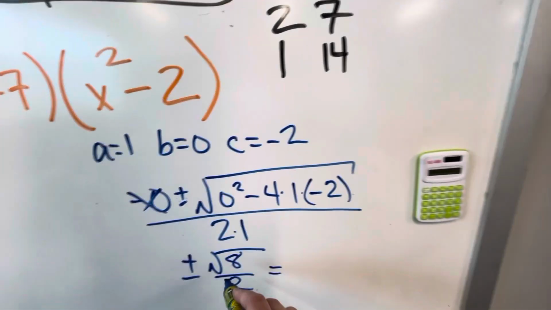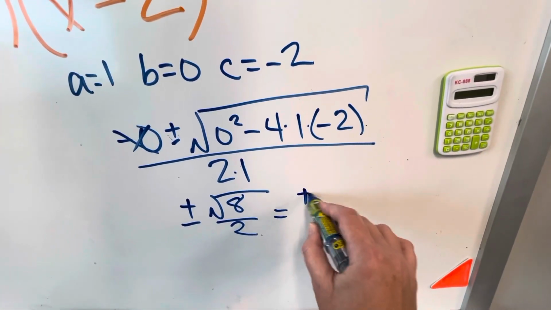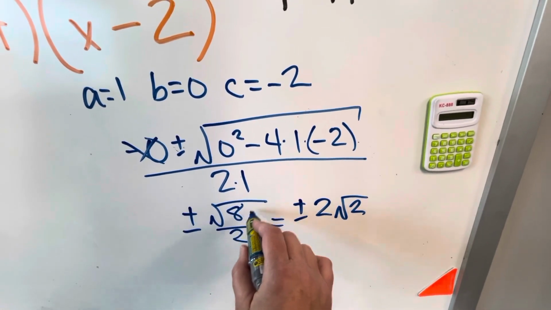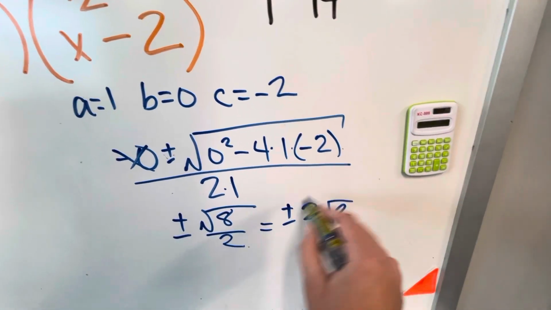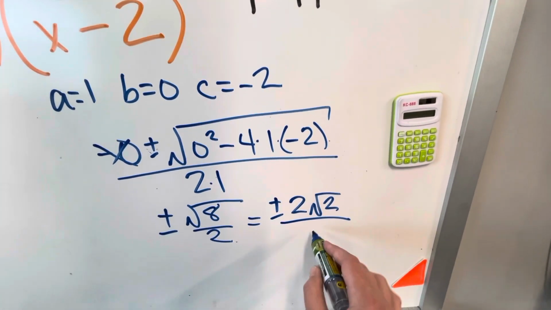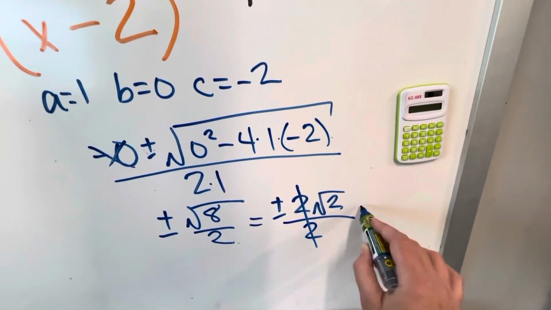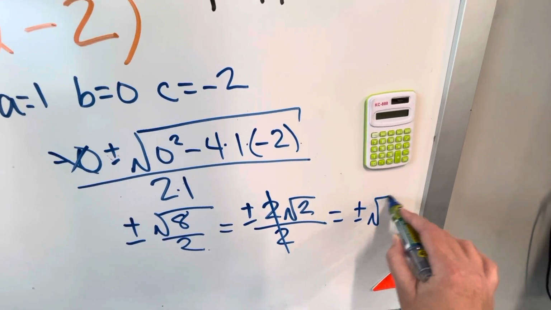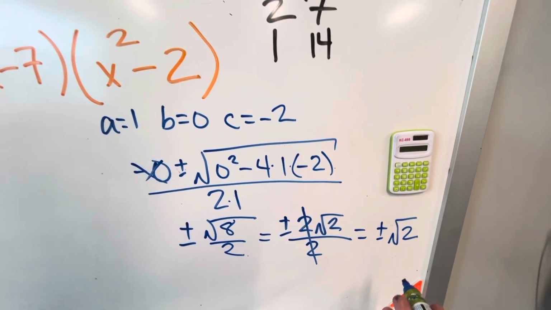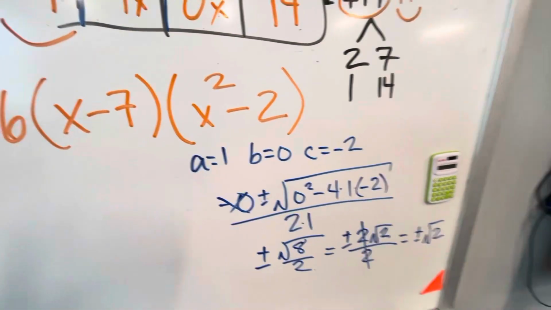If I simplify this radical, it's plus or minus 2 square root of 2, because 8 is 2 times 2 times 2, and so 2 of those 2's get to come out, or 4 times 2, and the square root of 4 is 2. Over 2, and that makes a 1, so I get plus or minus the square root of 2. Still the same answers I got using the square root method.